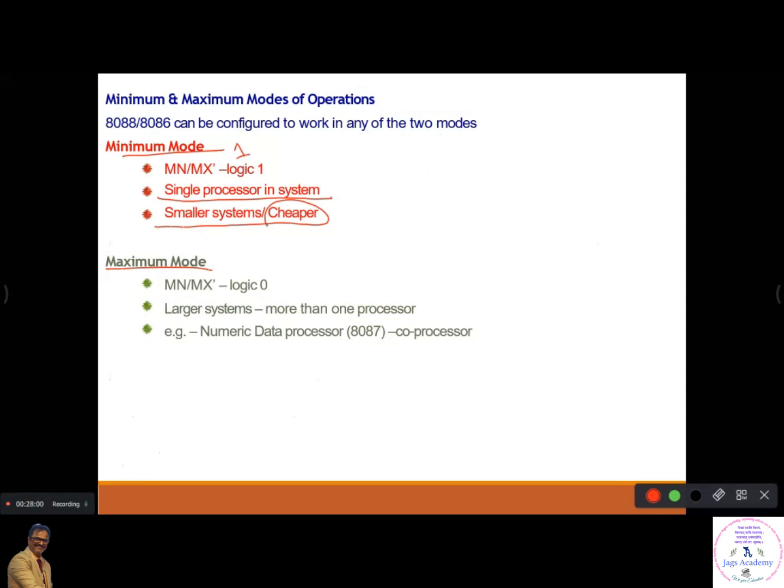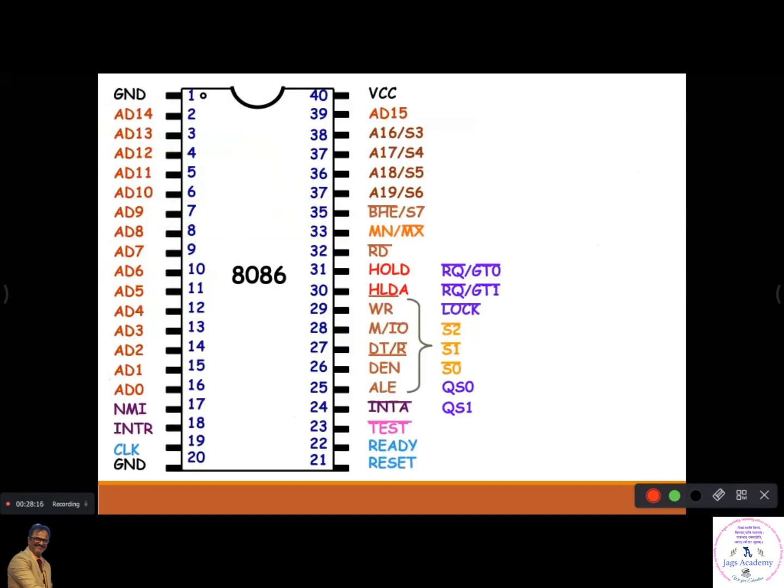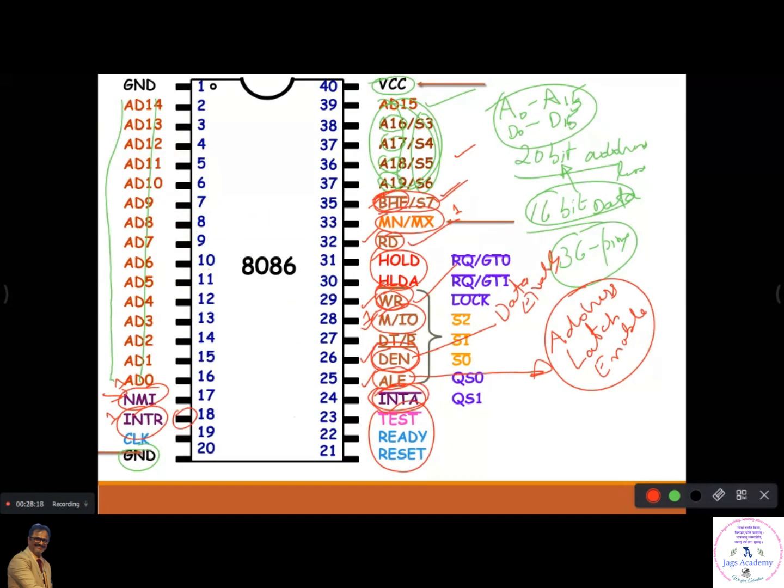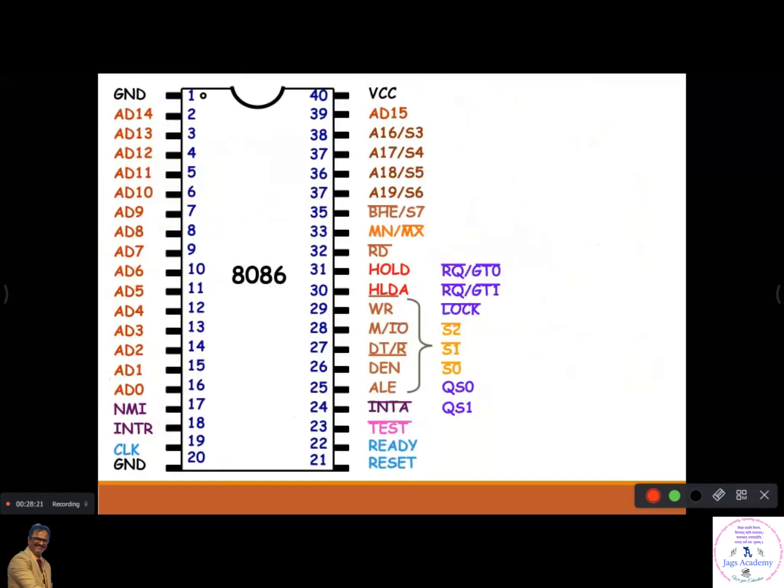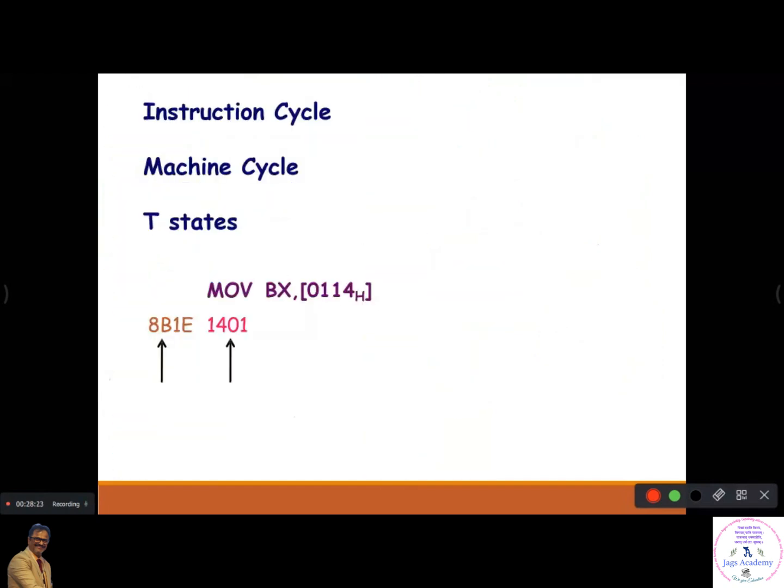In this syllabus, most of the time you will be studying only minimum mode. You are not going to maximum mode. We are not going to study the coprocessors and all. Okay, fine. So this is about min-max mode. I hope you understood the pin diagrams, right? All the pins, you understood what exactly each does. We will see its operations one by one now.